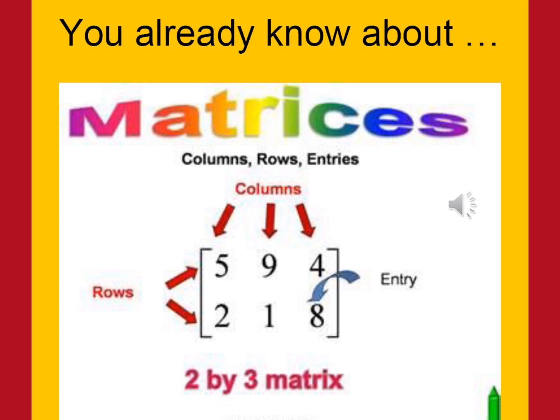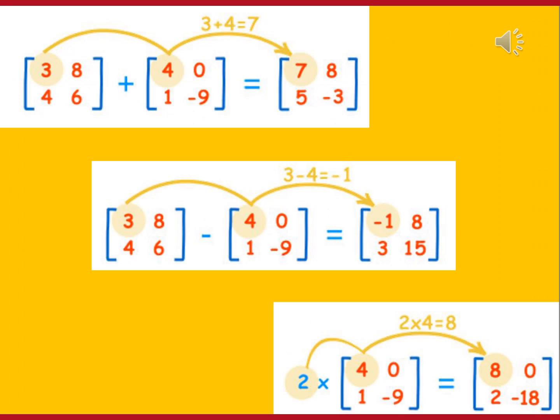Remember earlier in this chapter, we learned some basic things about matrices. We learned that rows always read across, columns always read up and down. In this matrix, for instance, you have 2 rows and 3 columns, so it's a 2 by 3 matrix. We also learned how you could add or subtract matrices by hand, and all you did was you looked at the numbers that were in the same place and you added them up. So like in the top one, 3 plus 4 gives you 7. You also have 8 plus 0, 4 plus 1, 6 plus -9, and your answer is just a 2 by 2 matrix like you started with. The same kind of rule works for subtraction.